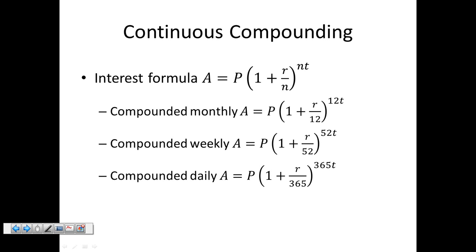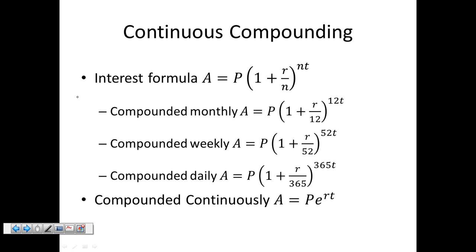So you can see a pattern here that as n gets bigger and bigger, this fraction after the 1 actually gets smaller because that rate is getting divided by a bigger and bigger number. If we compound continuously, if we take this to the extreme, we go from compounding daily to compounding hourly to compounding minutely to compounding secondly. Eventually we get to this idea of continuous compounding.